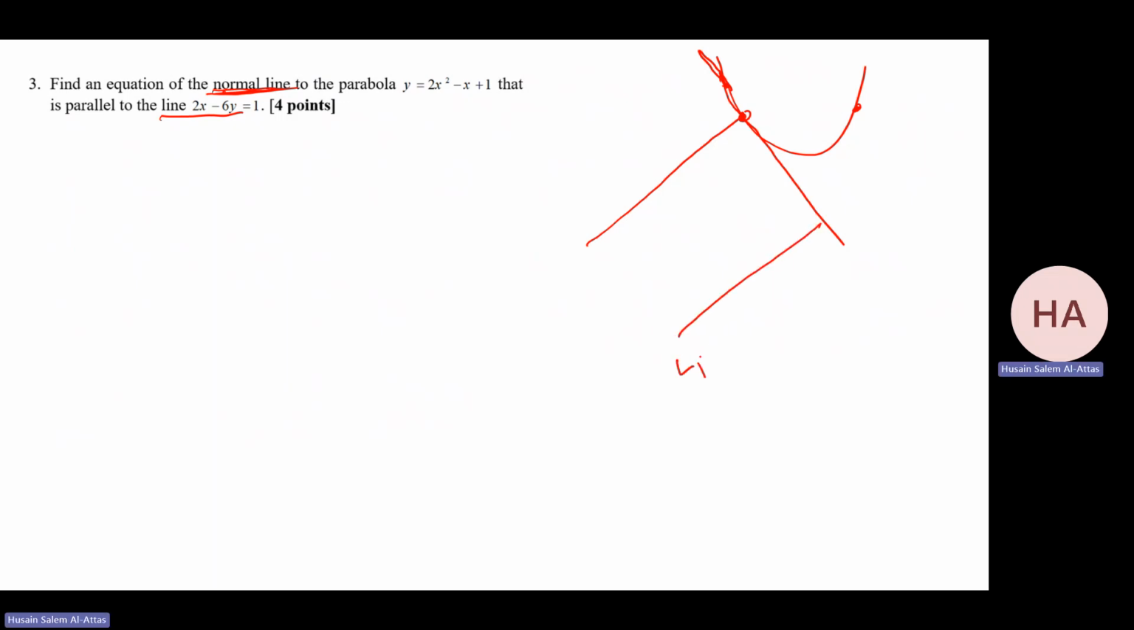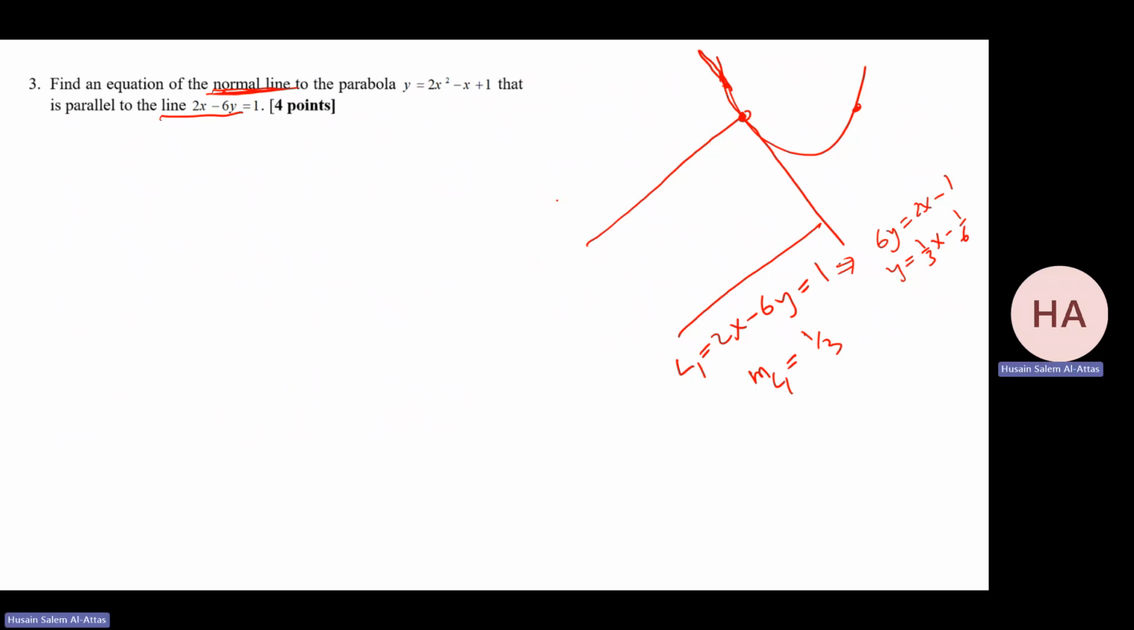This is L1, which is 2x minus 6y equal 1. And what is the slope of L1? It will be what? 6y equal to 2x minus 1, correct? So y equal 1 over 3 x minus 1 over 6. So the slope of L1 is 1 over 3.